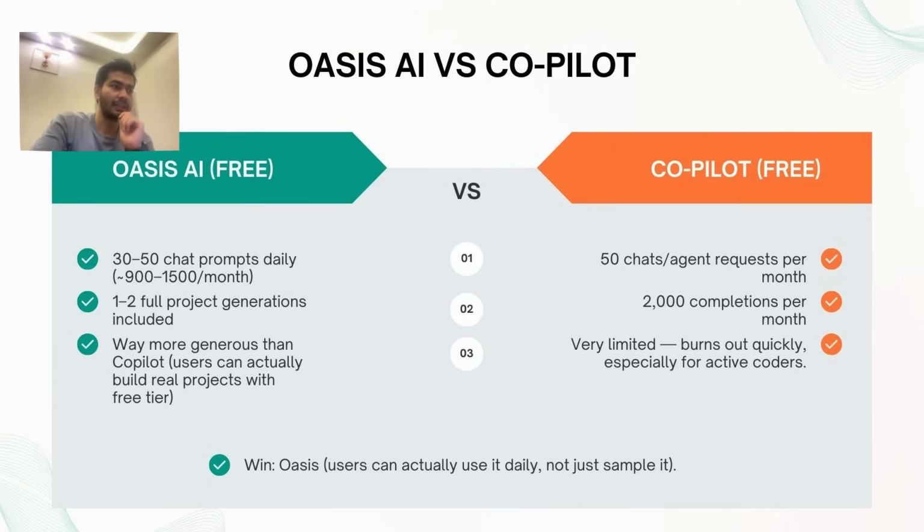So I think in the free tier, the 30 to 50 chat prompts from Oasis is much better, and in this case also it depends on how the user uses it. So if the user is giving the complete project analysis and working on the complete context awareness, in that case it can be shortened to 10 or 15 prompts for that day. So it also depends on how the user is using it.